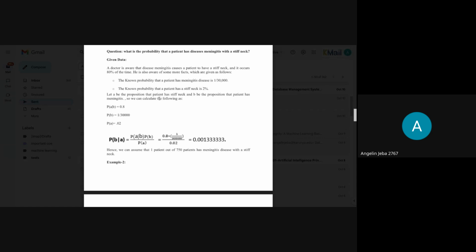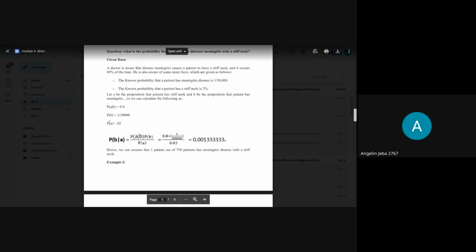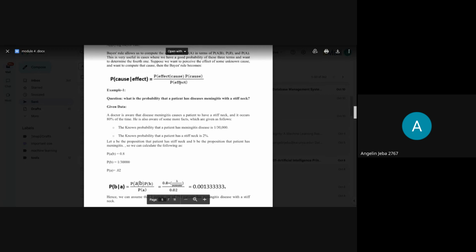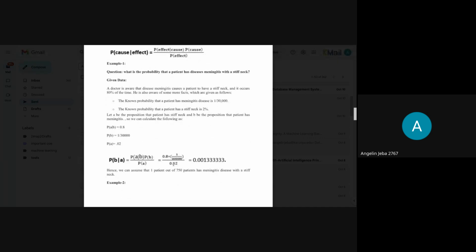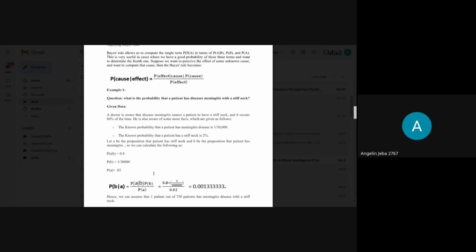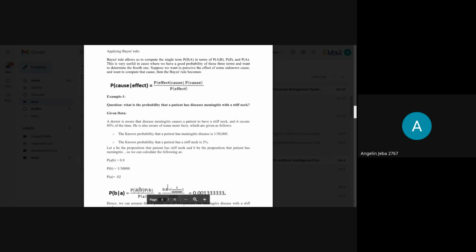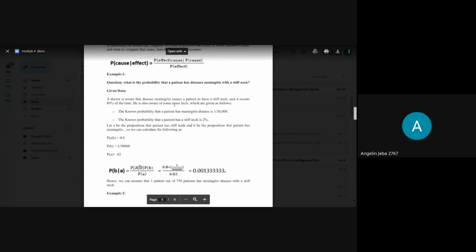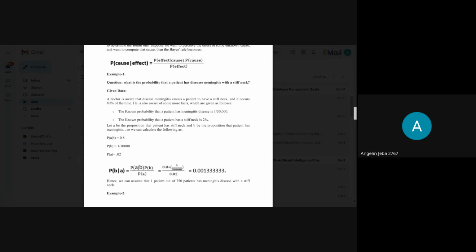So here, for the proportion, what is the formula we learned? P(B|A) will be given by P(A|B) into the probability of B, divided by the probability of A. Here the probability of A is the effect. So what is the effect? It is a stiff neck. So 2 divided by 100, which will be 0.02. And what is the probability of A given B, the effect given the cause? That is 0.8. So a person with meningitis will have the stiff neck.